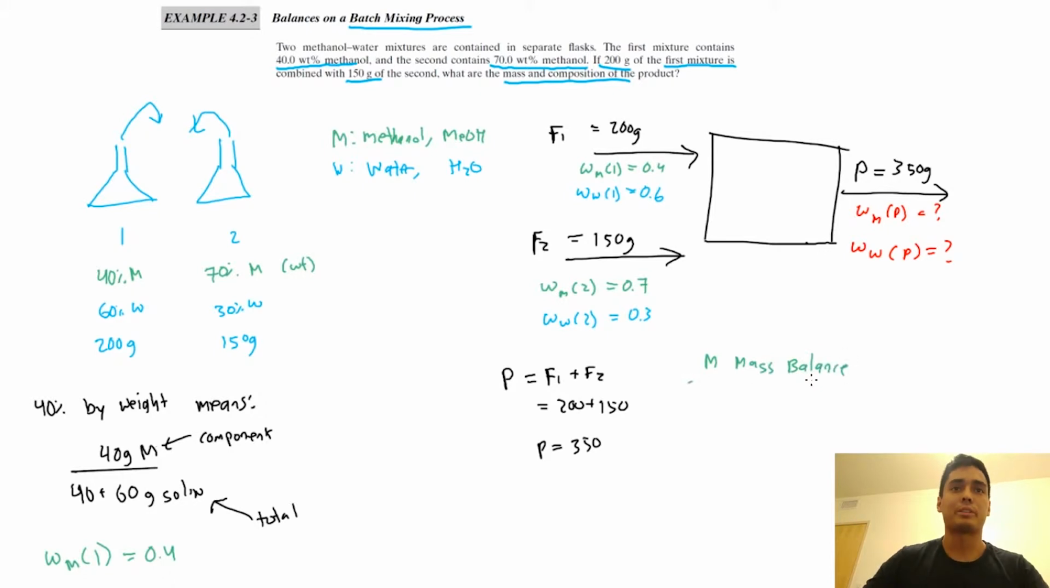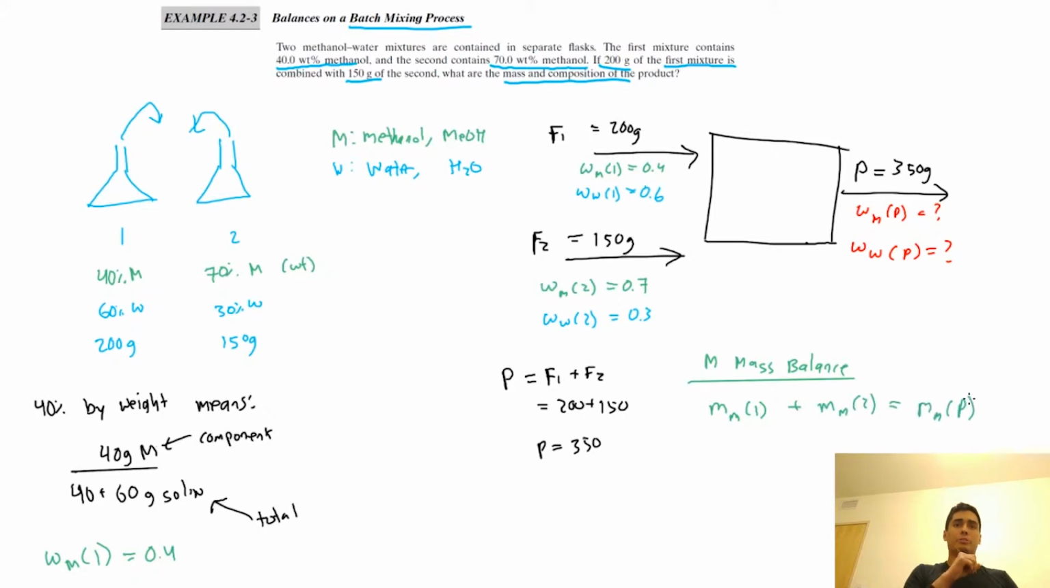So our methanol mass balance is going to be the mass of methanol in the first stream plus the mass of methanol in the second stream is going to be the mass of methanol in the product. Okay, so we don't have any exact numbers yet. However, we can calculate them.